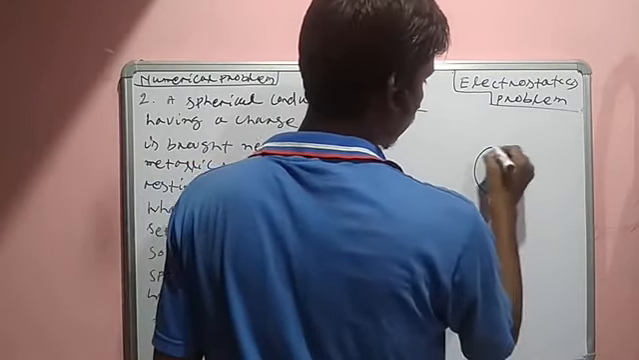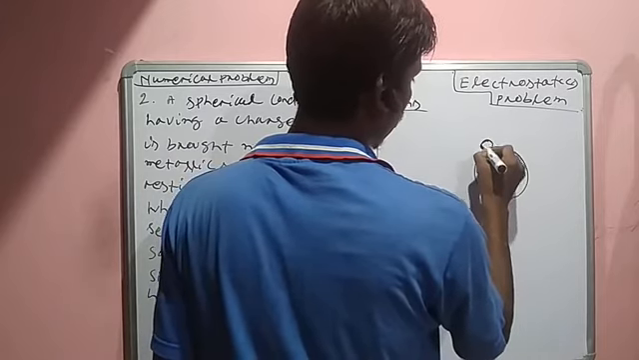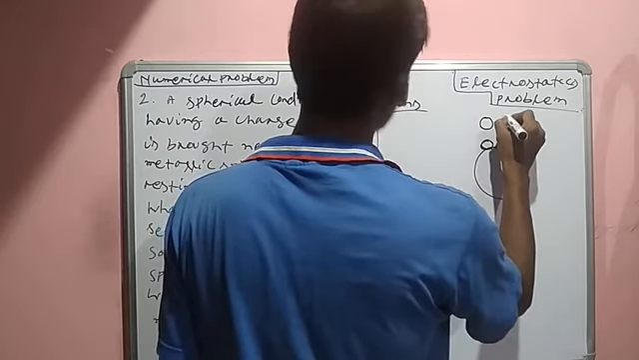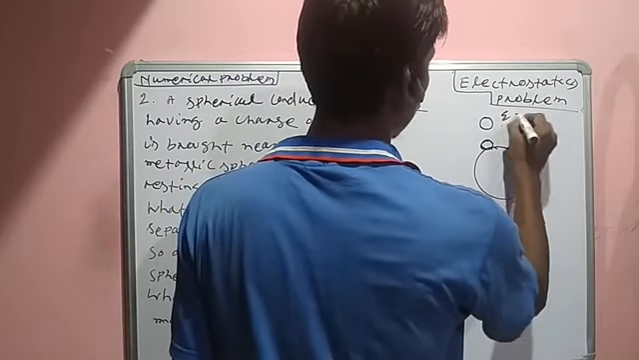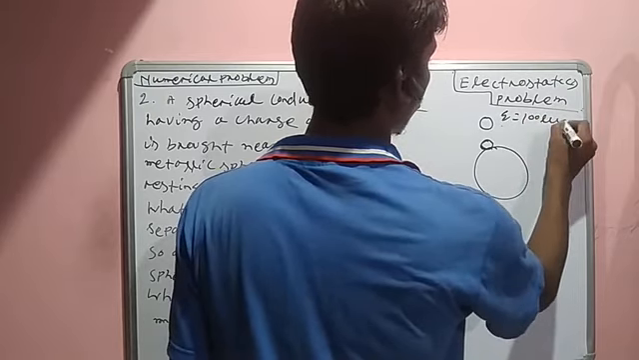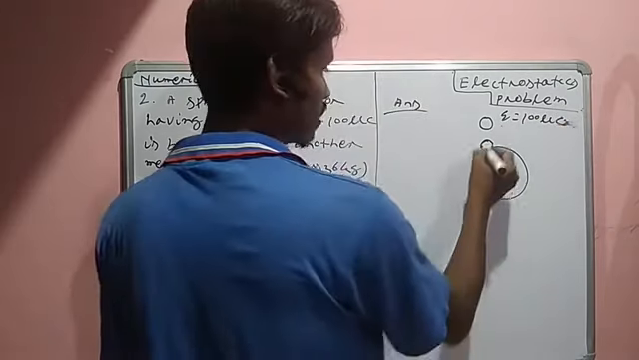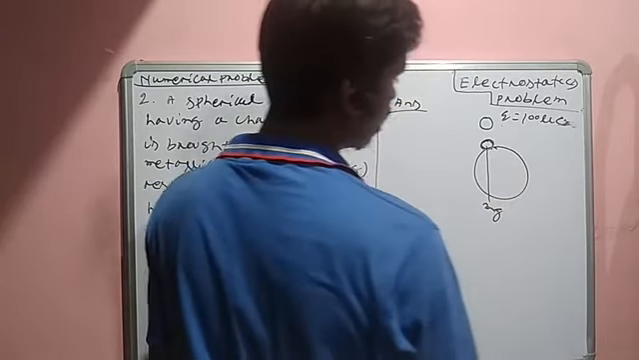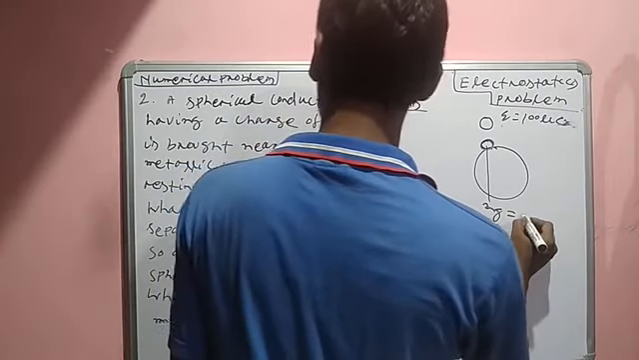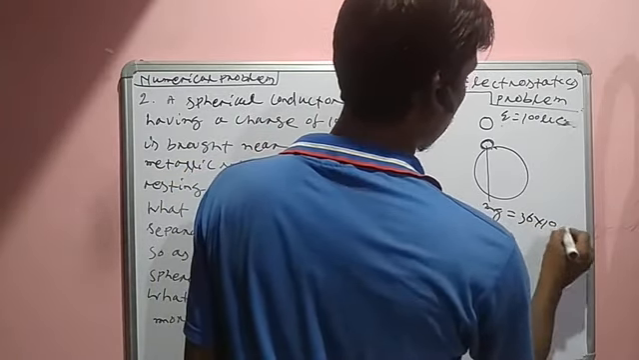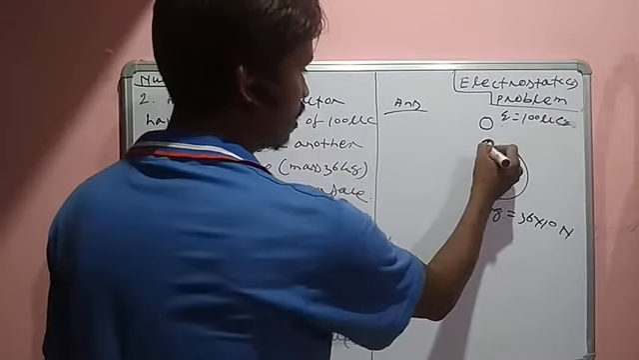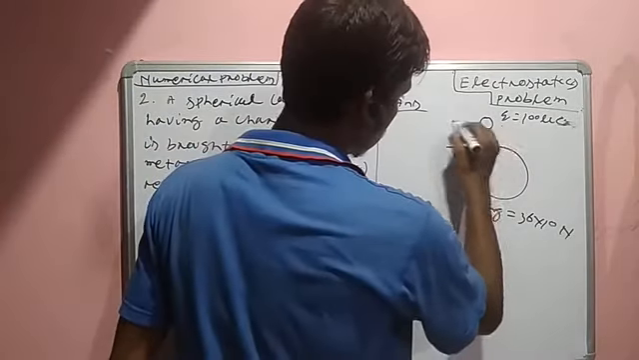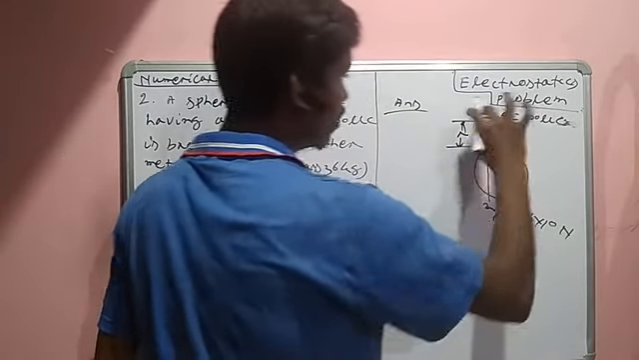Suppose this is the earth, and this metallic sphere is present on the earth. Suppose this is the other sphere, whose charge Q is 100 microcoulomb. The body has mass, so it has some weight mg. mg is 36 into 10 newton. This is the mass of the body. The question asks, what is the minimum distance required?